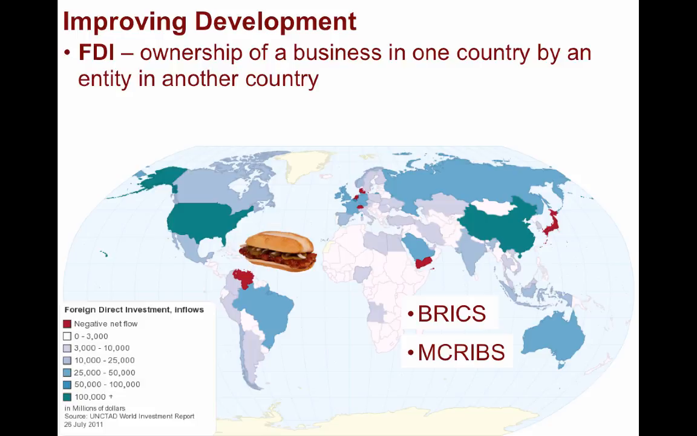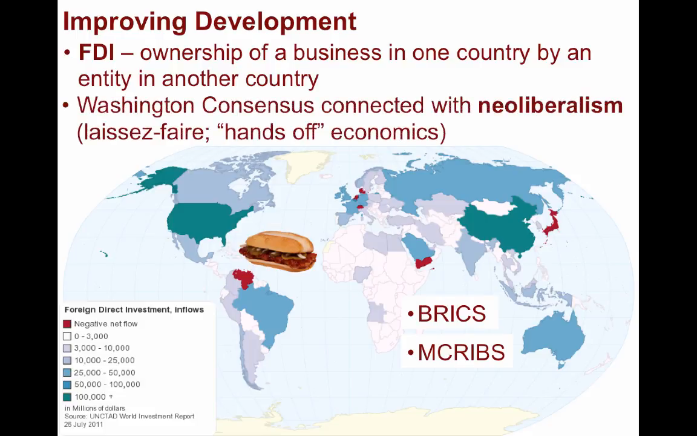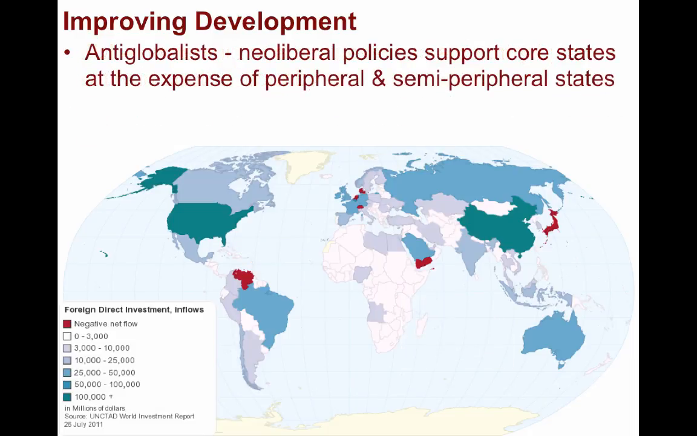The Washington Consensus is connected with the late 20th century movement toward Neoliberalism, which espouses laissez-faire, which means let do or essentially hands off. This economic philosophy supports the free market of millions and billions of people and contends that too much government intervention stifles development and prosperity. While the results of the Washington Consensus have been arguably very positive, anti-globalists argue that neoliberal policies support core states at the expense of peripheral and semi-peripheral states.